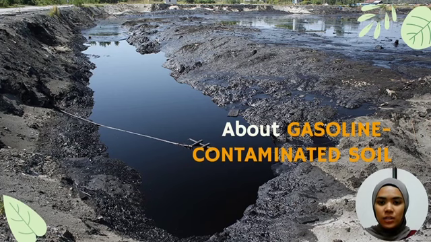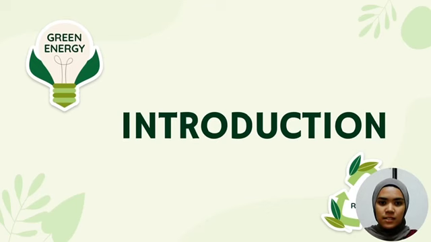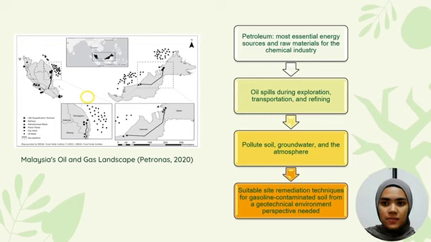In this project, we will discuss gasoline contaminated soil. First, I will do some introduction for our project. This figure depicts a snapshot of the country's oil and gas reserves located mainly offshore in the South China Sea, near the coast of Kelantan, Terengganu, Sarawak, and Sabah. Our main location in this project is in Terengganu.